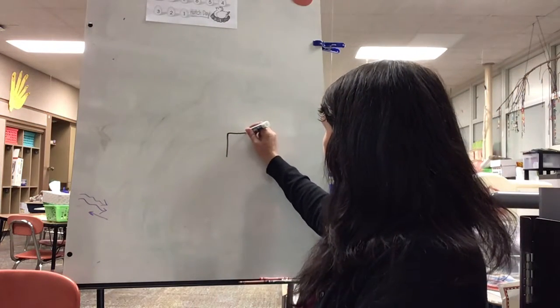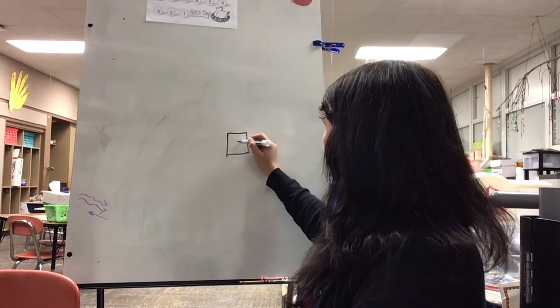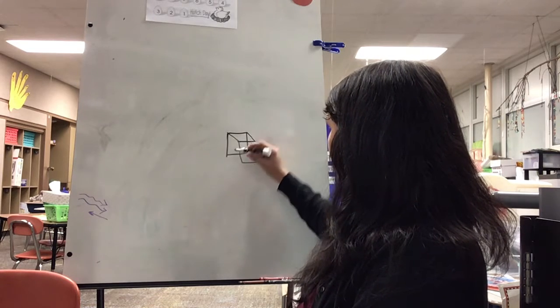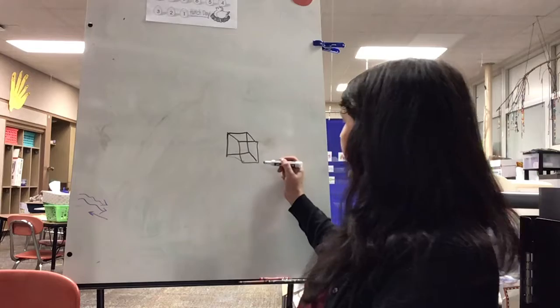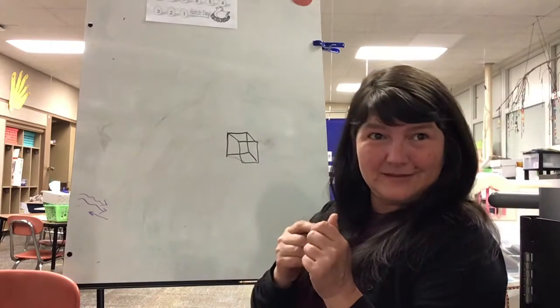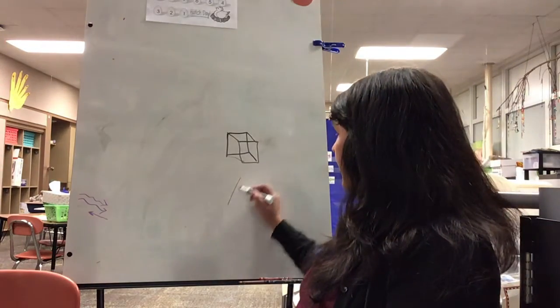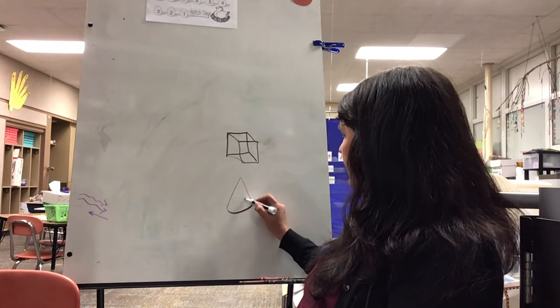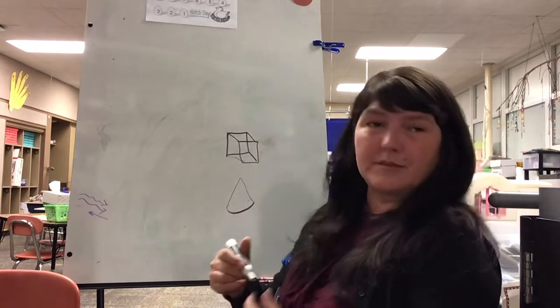We also have looked at cubes in the past. Now I can kind of draw a cube here. And a cube has faces that are shaped like squares, right? A cone is a 3D shape and it has a circle on the bottom.